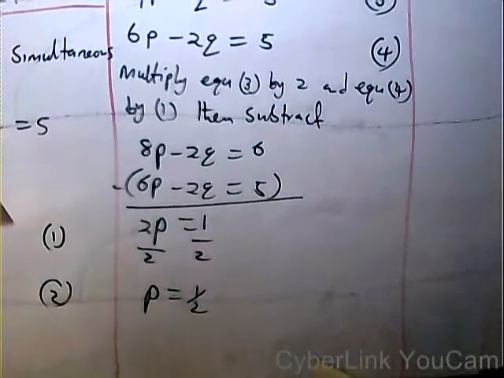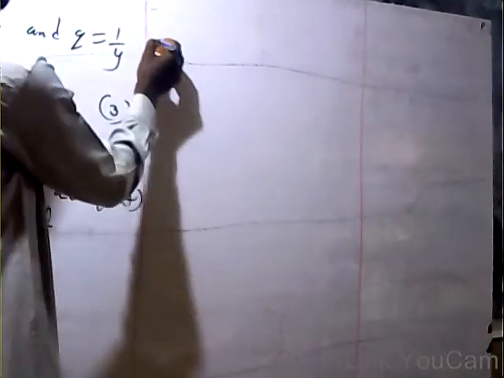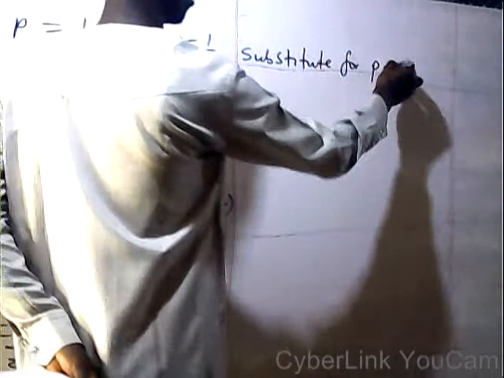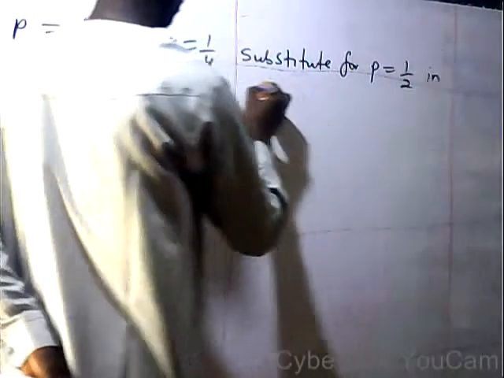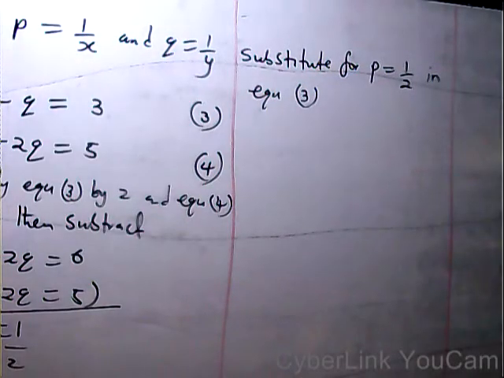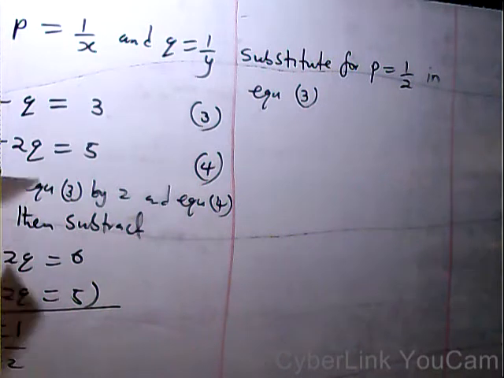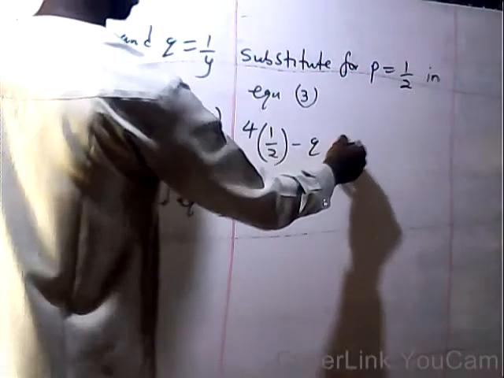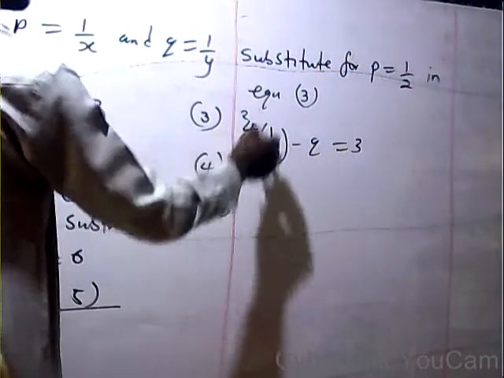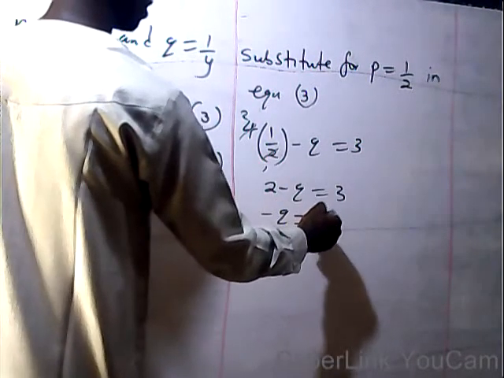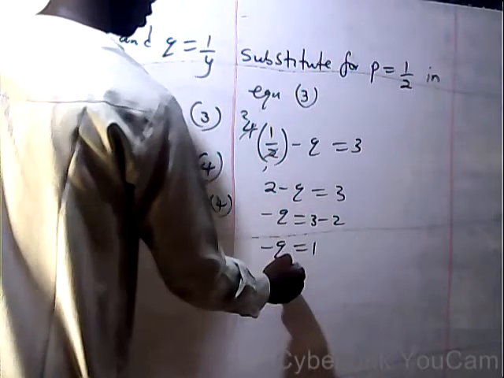Now, substitute p equal to 1 over 2 in equation 3. If I substitute it in equation 3, I will still get the same answer as if I substitute in equation 4. So if I substitute in equation 3, I will have 4 times 1 over 2 minus q is equal to 3. 2 here 1, 2 here 2, 2 times 1 is 2, so 2 minus q is equal to 3. That means minus q is equal to 3 minus 2. Minus q is equal to 1. Q is equal to minus 1.